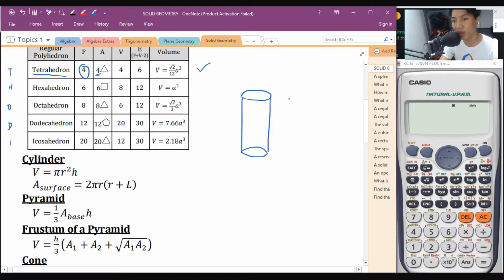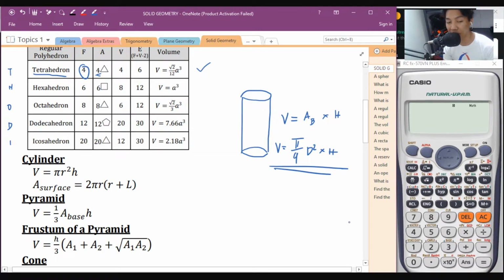If you have a circular base, paano mo kuha yung volume niya? The volume ng cylinder kasi is the area of the base times yung height niya dito, yung taas. Now, ang base mo ay circular. Now, the formula for a regular circular cylinder, that will be equal to, ano yung area ng base ng circle? That will be pi over 4 d squared multiplied to height. Ayan lang po yung volume niya. Now, how about the surface area?